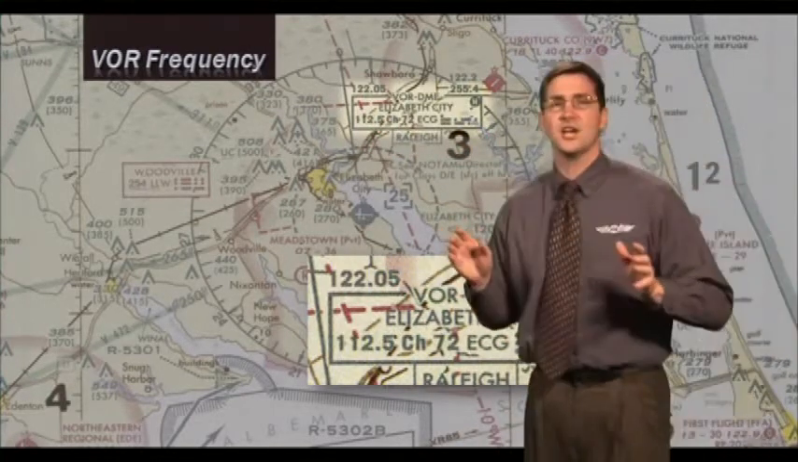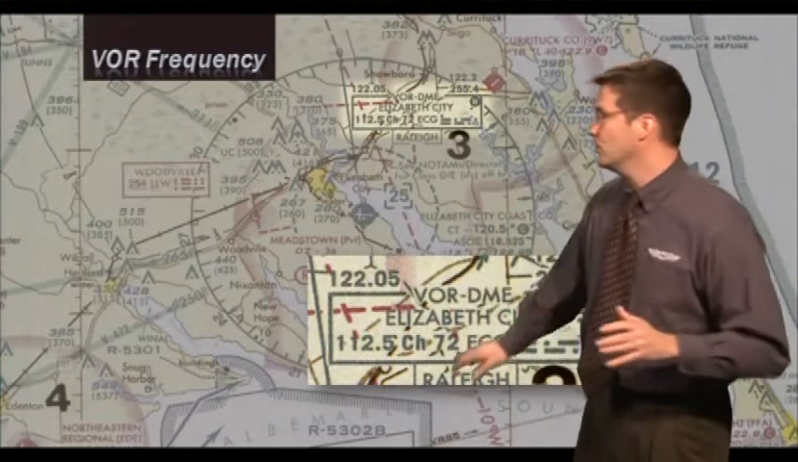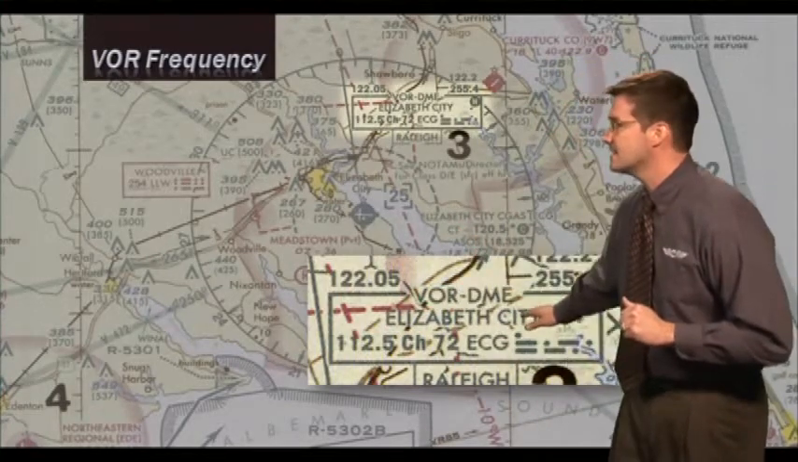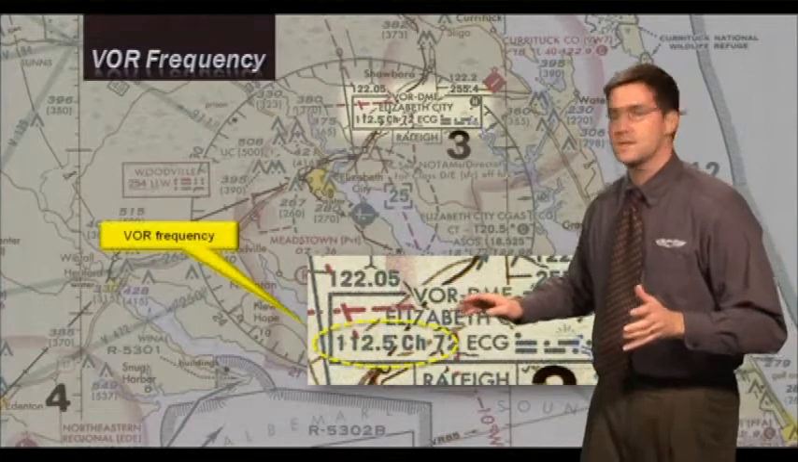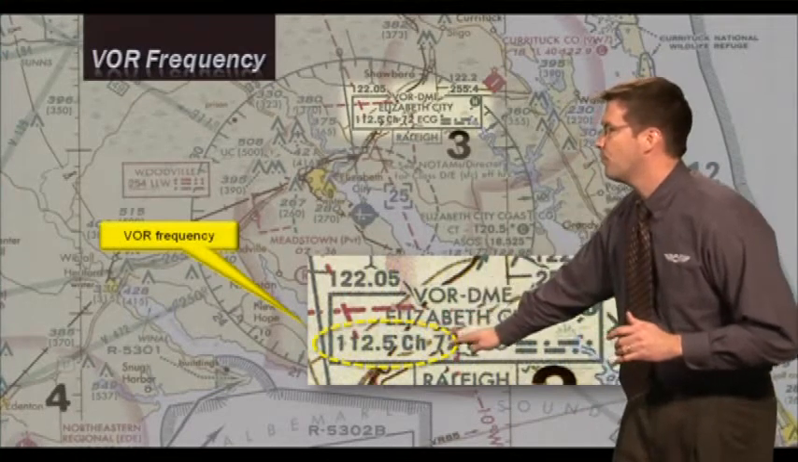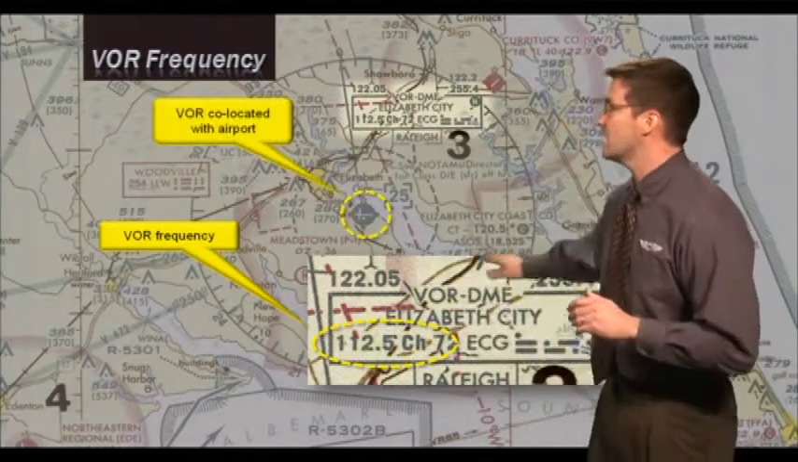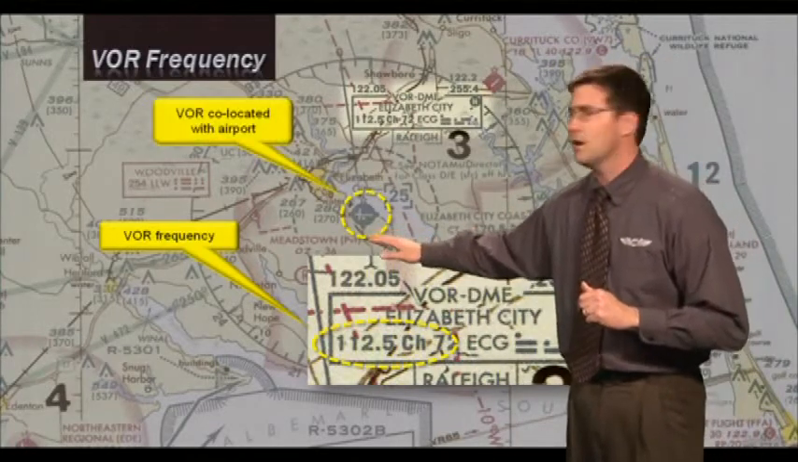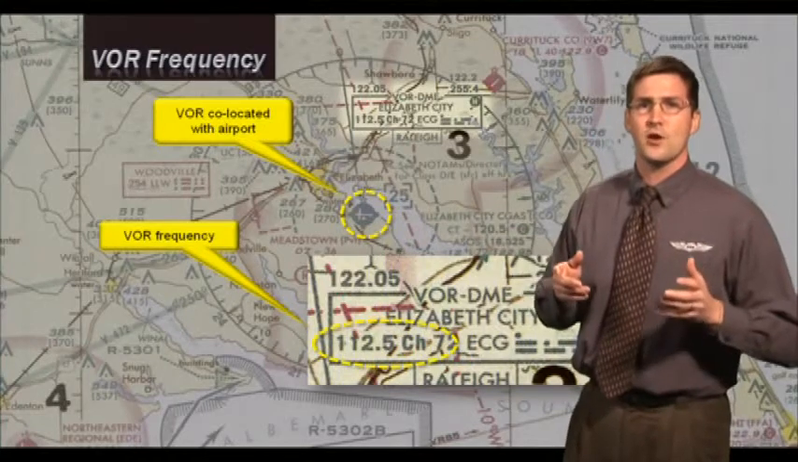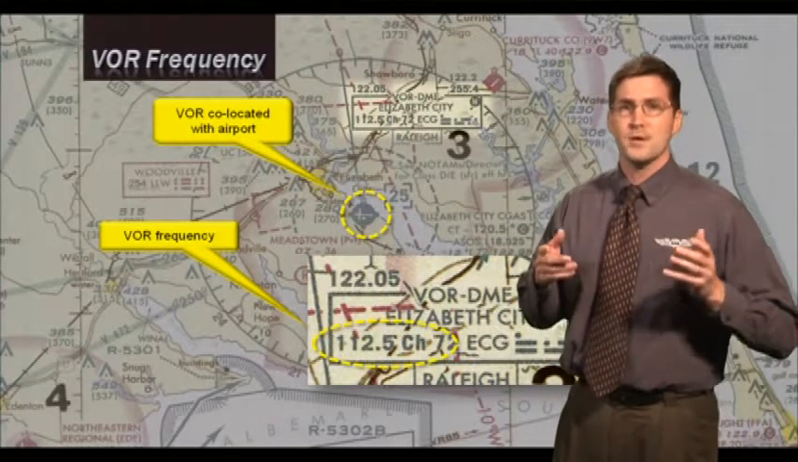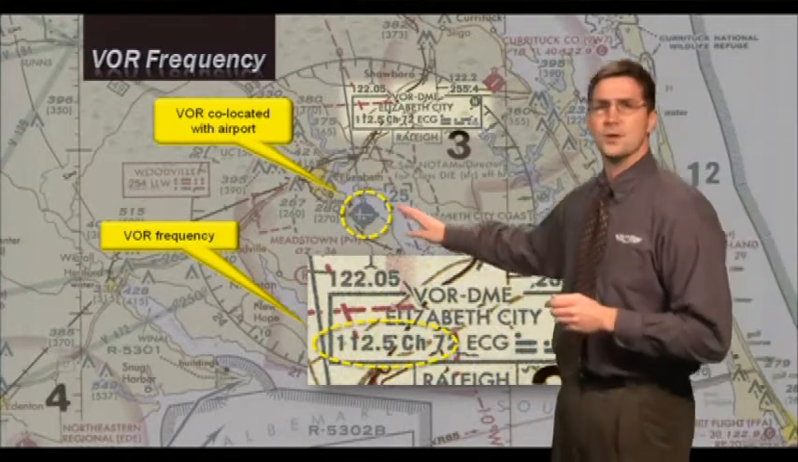Now, you can see here we have the Elizabeth City blue navigation box, and in this instance, our VOR frequency for Elizabeth City is 112.5. The VOR symbol is usually shown in the center of the compass rose, like you see right here, unless the VOR is on the airport surface. Then the airport symbol will be at the center of the compass rose.